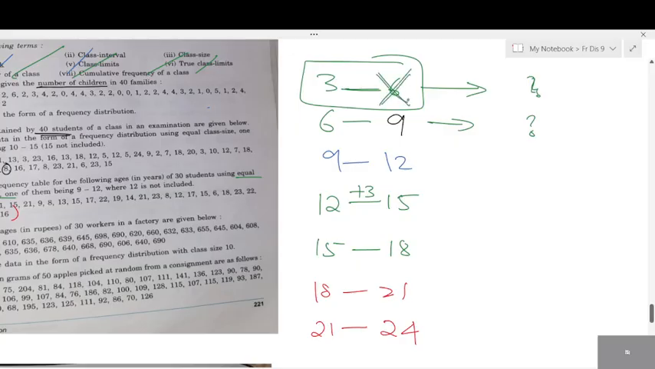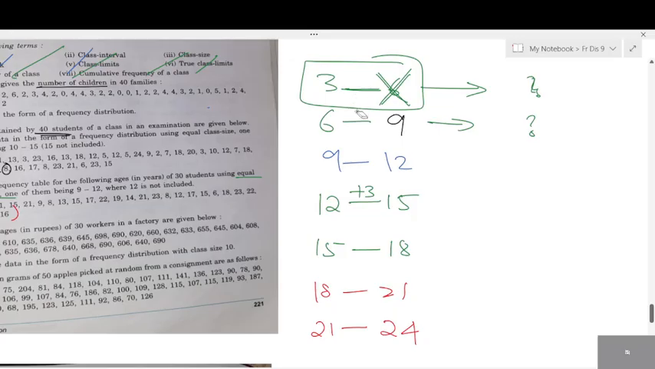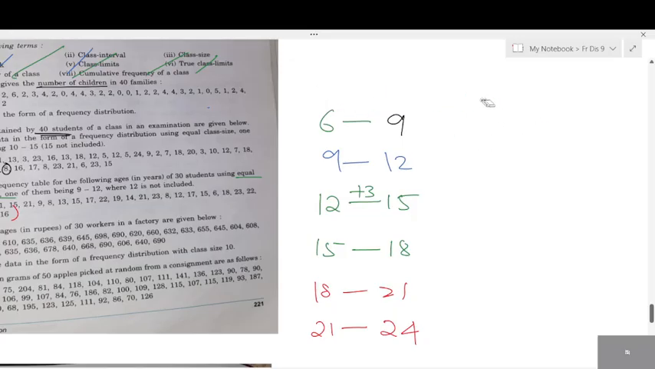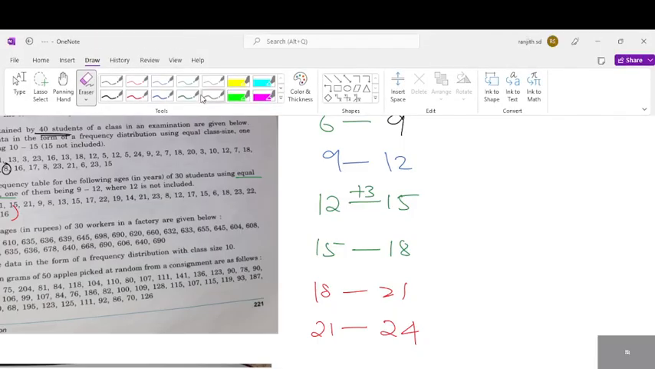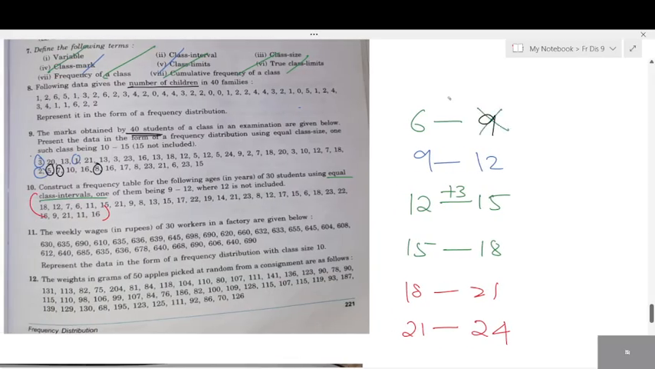You have to ignore which one? You have to ignore the upper limit. Then where should I consider 6? First column or second column? So do I need to write 3 to 6? No, 3 to 6 is not. Start from 6 to 9. Now tell me all the numbers which lie between 6 to 9. Ignore 9. How many numbers do you have to include here? Only from 6 to 8. Just 6 to 8.